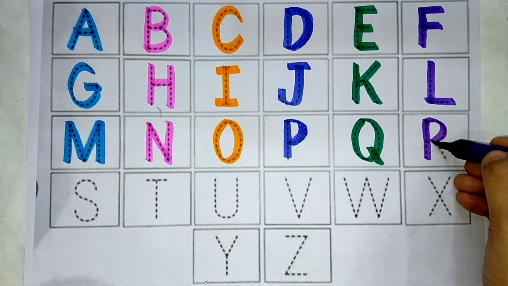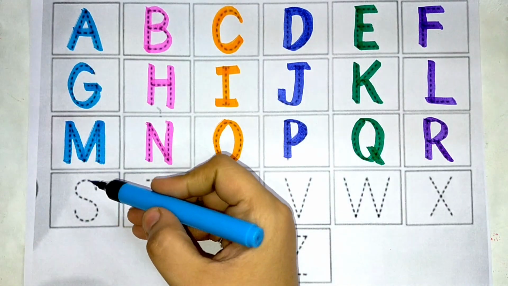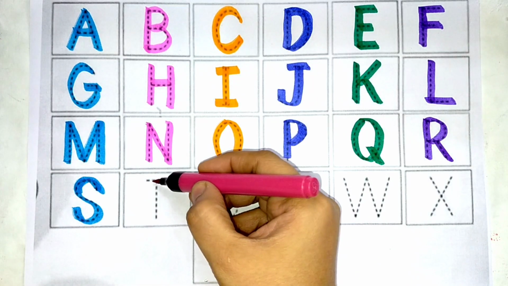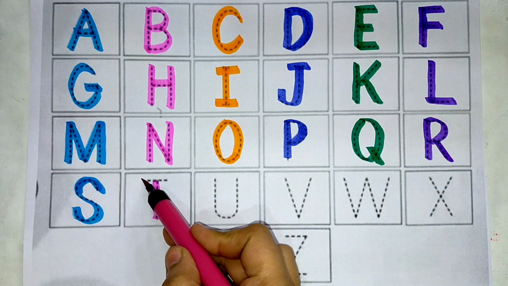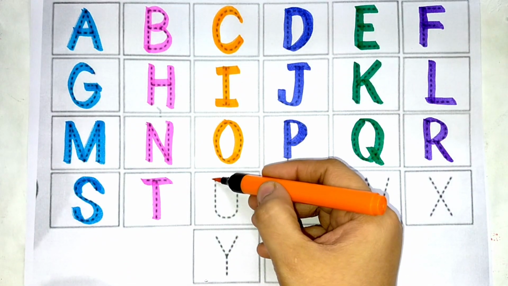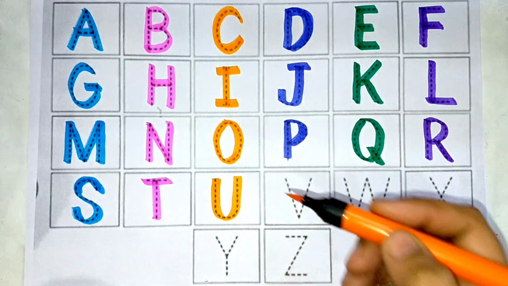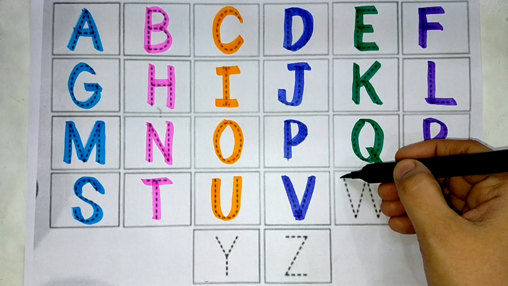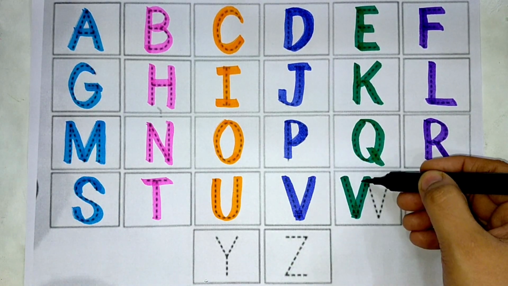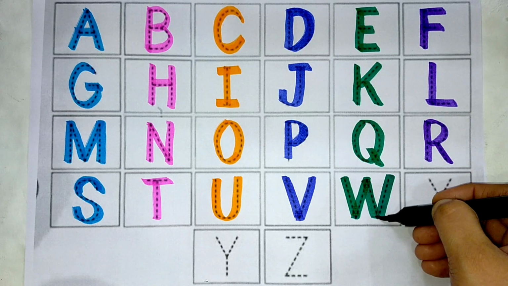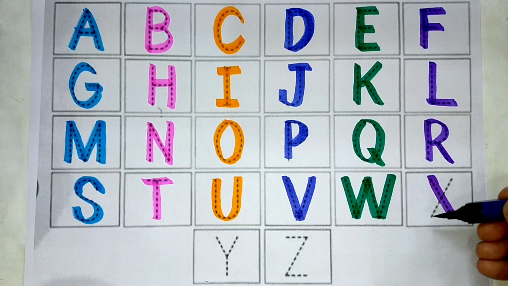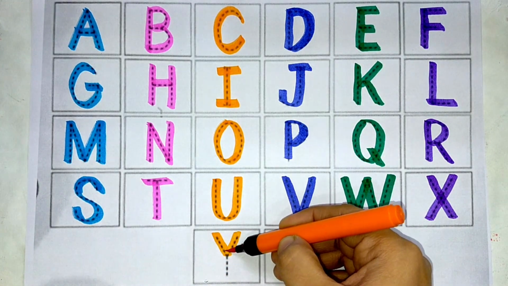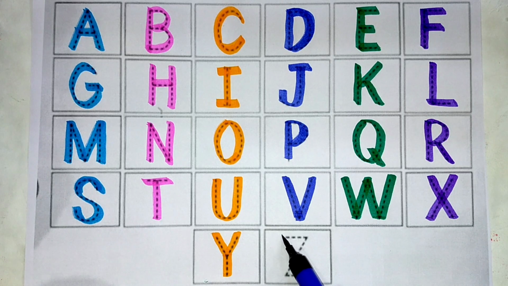R is for rose. S is for sun. T is for tiger. U is for umbrella. V is for van. W is for watch. X is for xylophone. Y is for yo-yo. Z is for zebra.